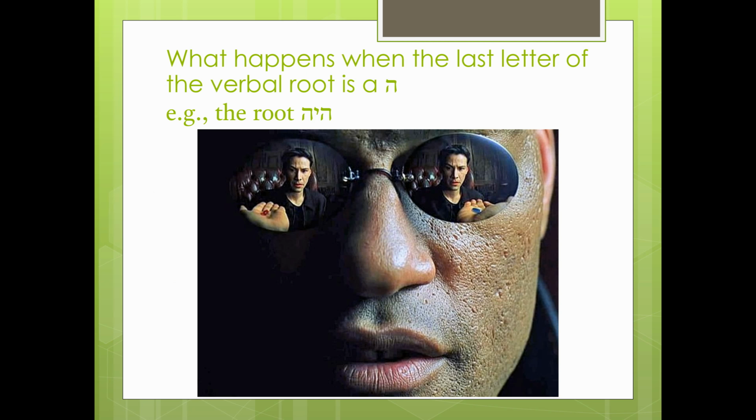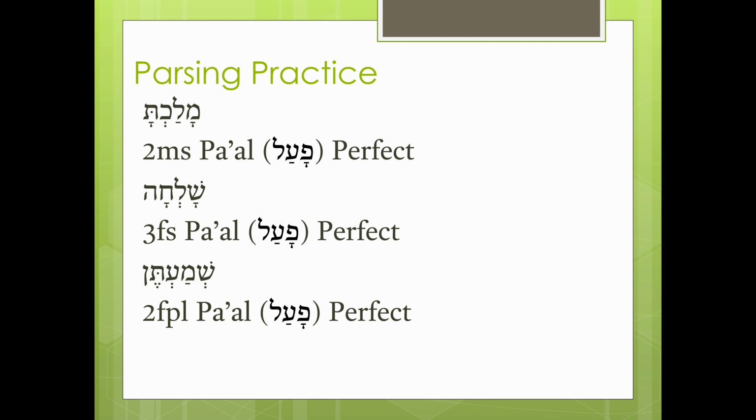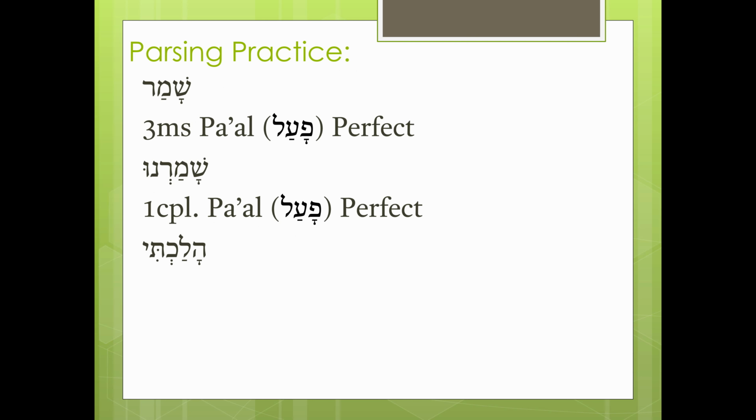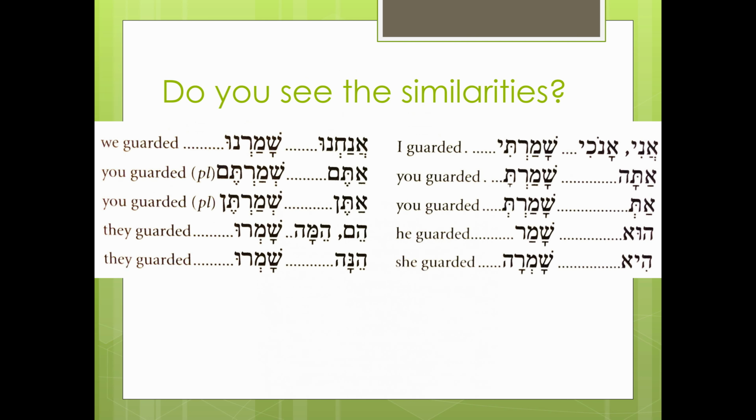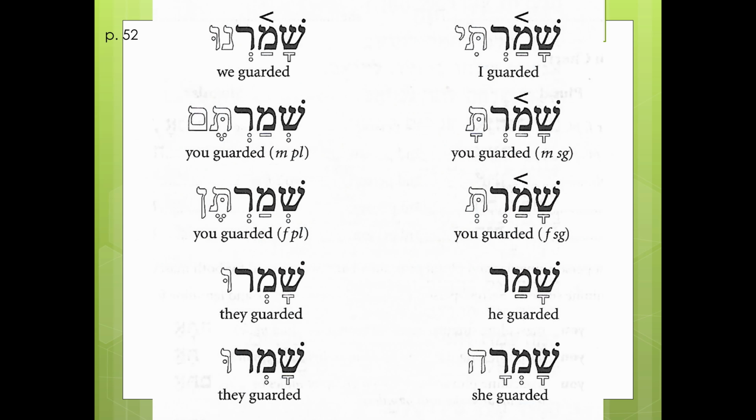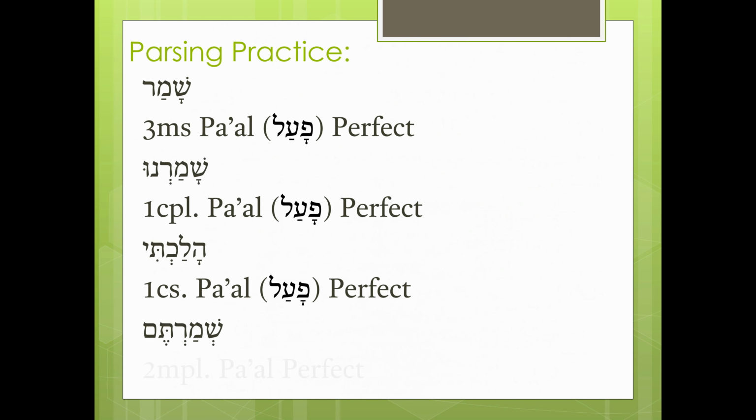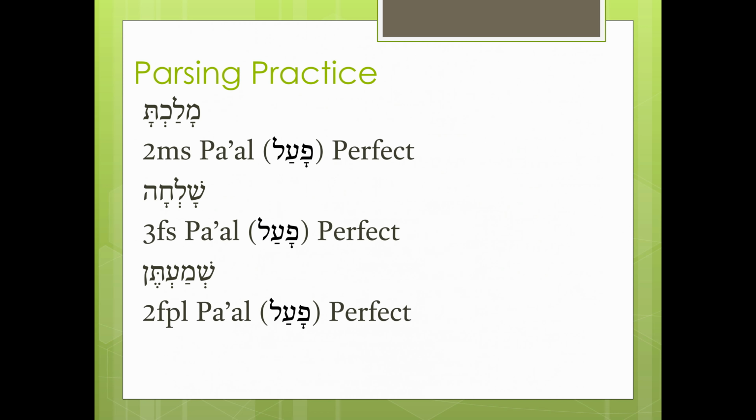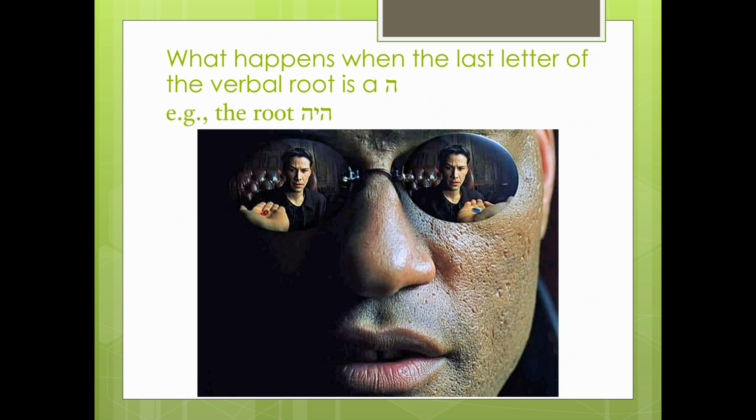Now, that's all the stuff I want to talk about in terms of these perfect verbs. Review before we jump into the matrix. Review these charts. You want to have at least one paradigm verb memorized. Now, as Morpheus is about to indicate, what happens when the last letter of the verbal root is a hey? Okay, we are, as the image indicates, about to go down the rabbit hole a little bit of Hebrew verbs.